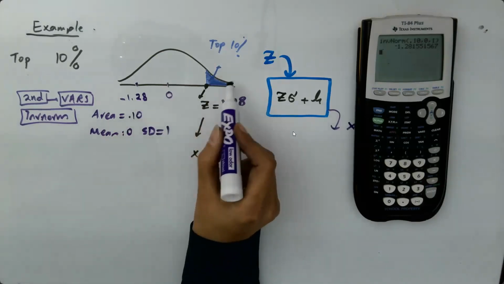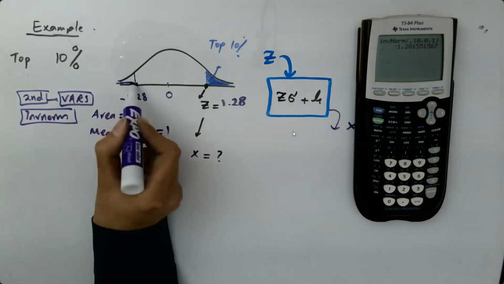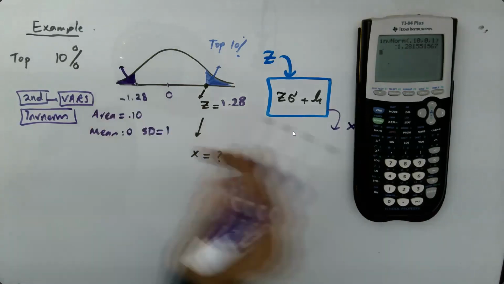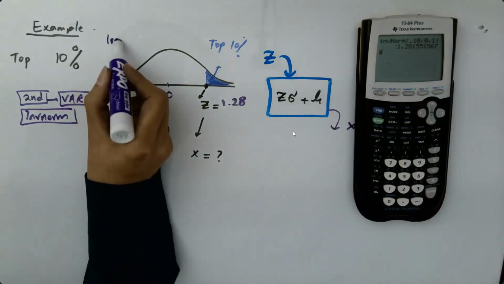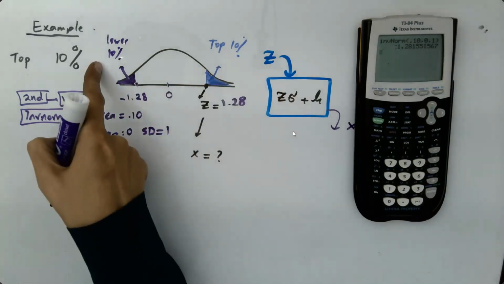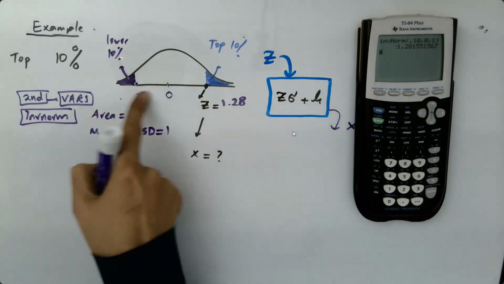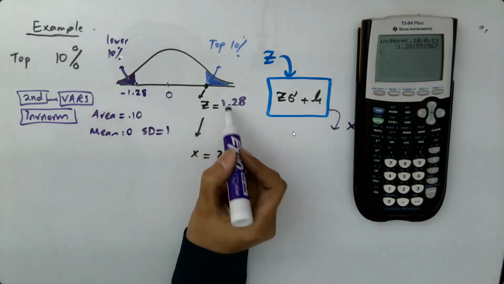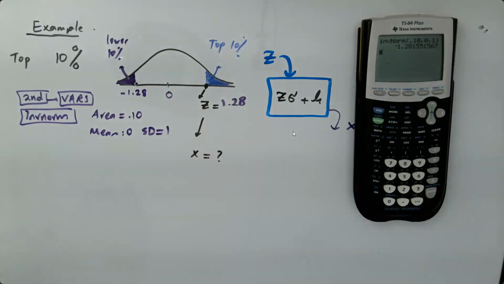The calculator computes a negative Z-score, negative 1.28, on the left-hand side. But since I have the top 10%, and this is the lower 10%, it is what your calculator has built inside it. Your calculator only has the left area, the lower 10%. It gives you negative 1.28, so you're going to change the sign into a positive 1.28 and use this Z to compute your X value.